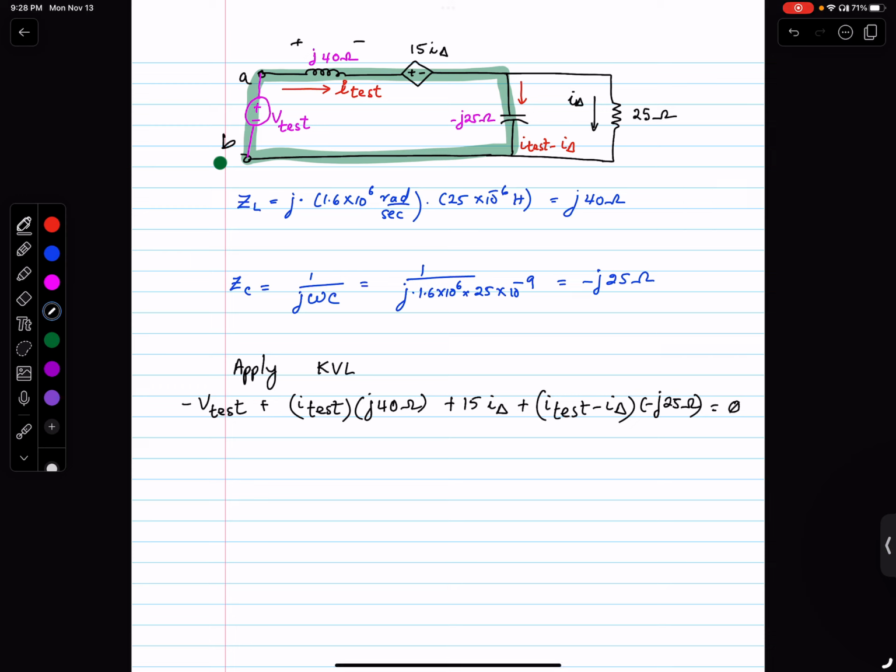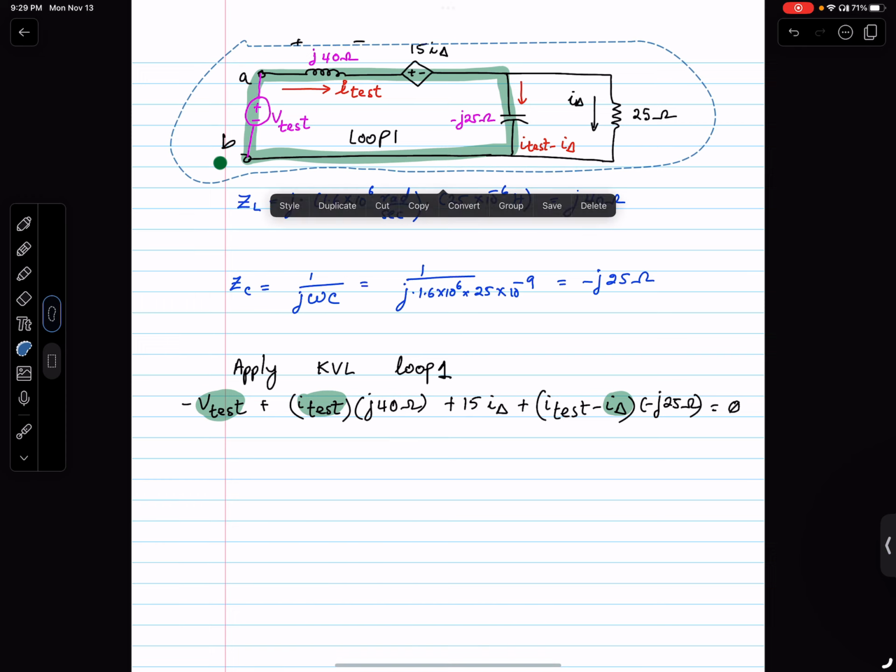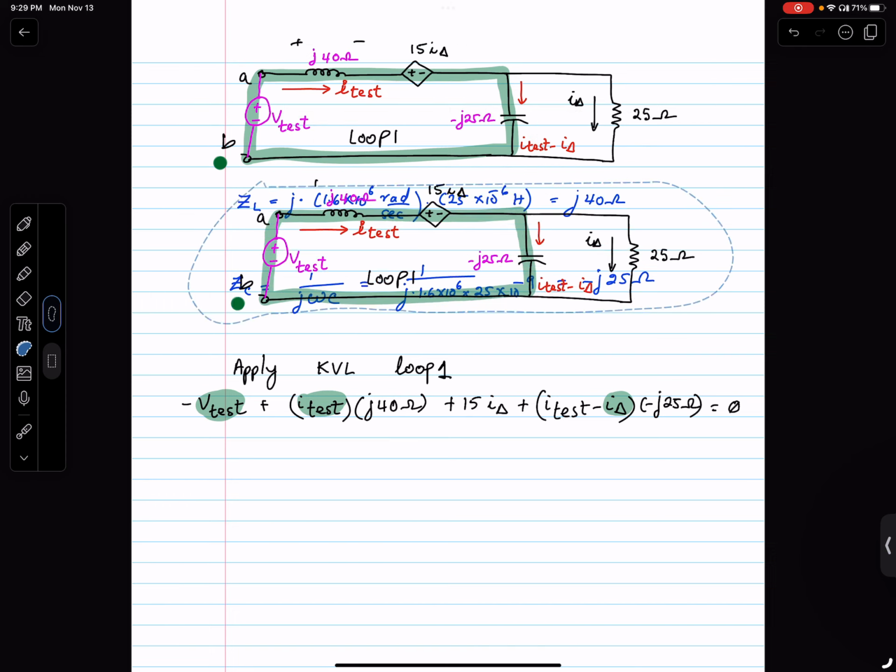Very good. Okay, let's see how many unknowns we have. We have an unknown of I test, an unknown of V test, and an unknown of I delta. So clearly one equation is not enough. Now let me write this as loop 1. Okay, this is loop 1. Now let me duplicate the whole thing and see if I can apply another KVL.